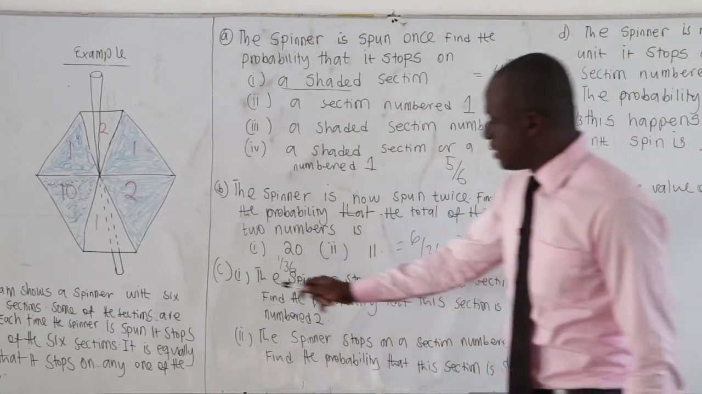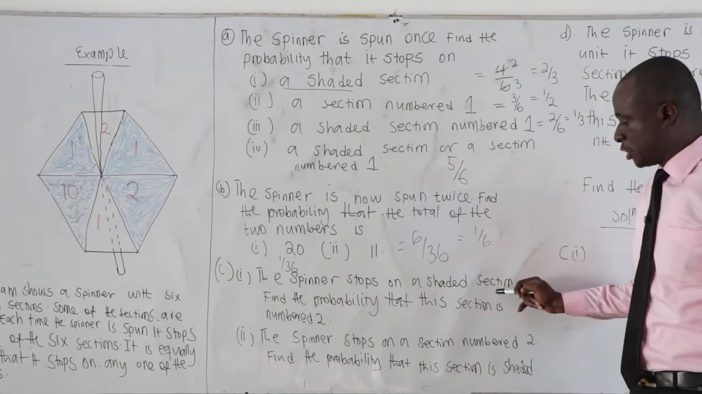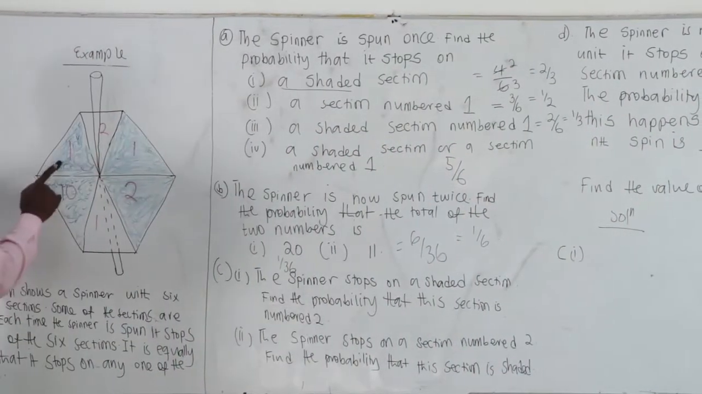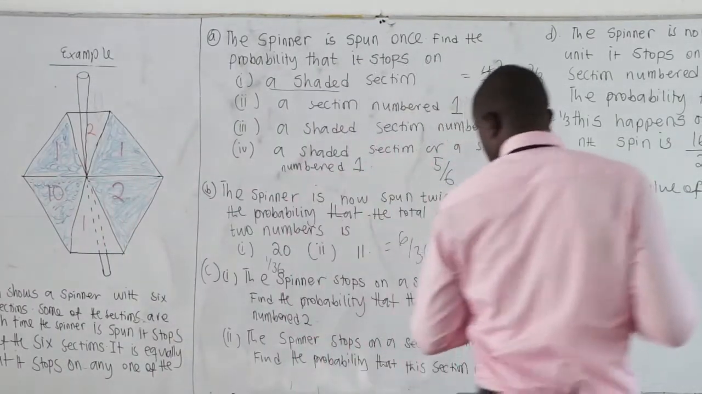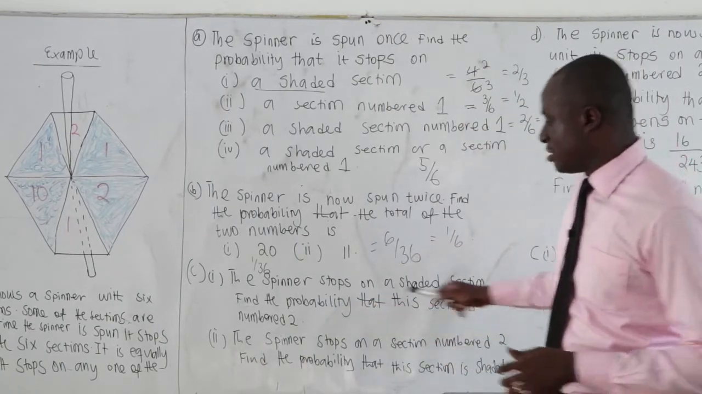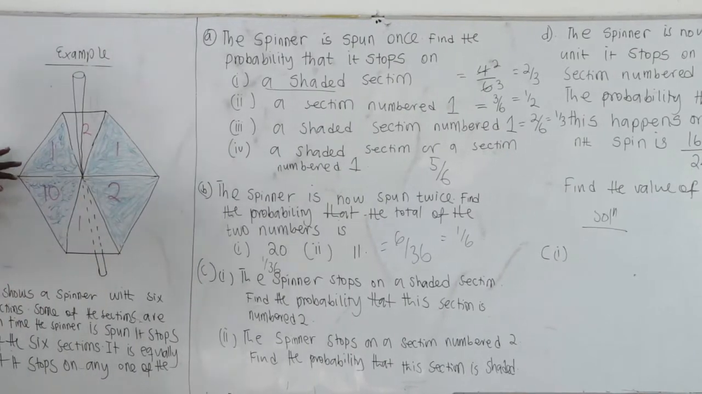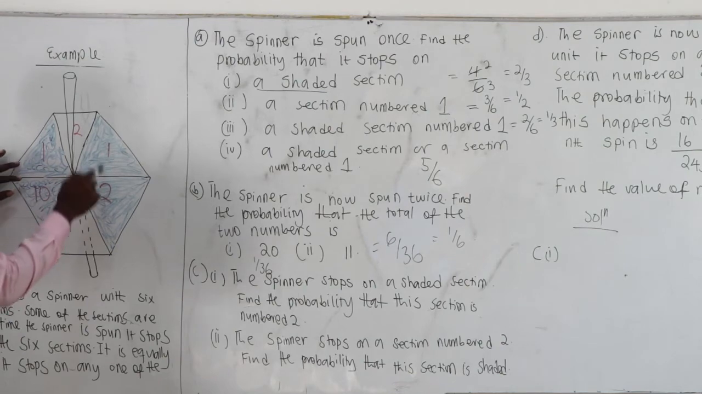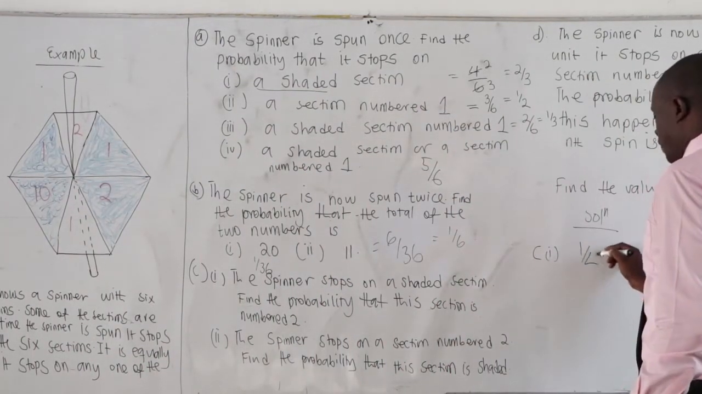Now let's see the C. The C says that the spinner stops on a shaded section. So here, our sample space is the shaded sections, which is 1, 2, 3, 4. So 4 is our sample space. Now the question says find the probability that this section is numbered 2. So out of 1, 2, 3, 4, number 2, that is only this number 2. So number of events, 1 all over 4. That will be 1 over 4.